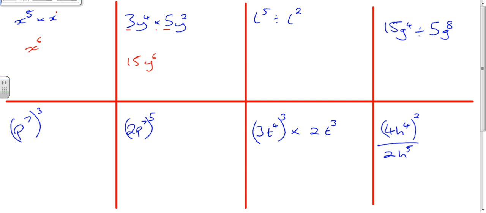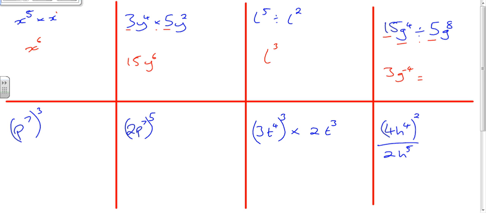Next, this is L to the power of 5 divided by L to the power of 2. We subtract the powers, so that's simply L to the power of 3. Next one, we do 15 divided by 5, so that's going to be 3. G to the power of 4 divided by g to the power of 8, we subtract the powers, so that's going to be 3g to the power of minus 4.